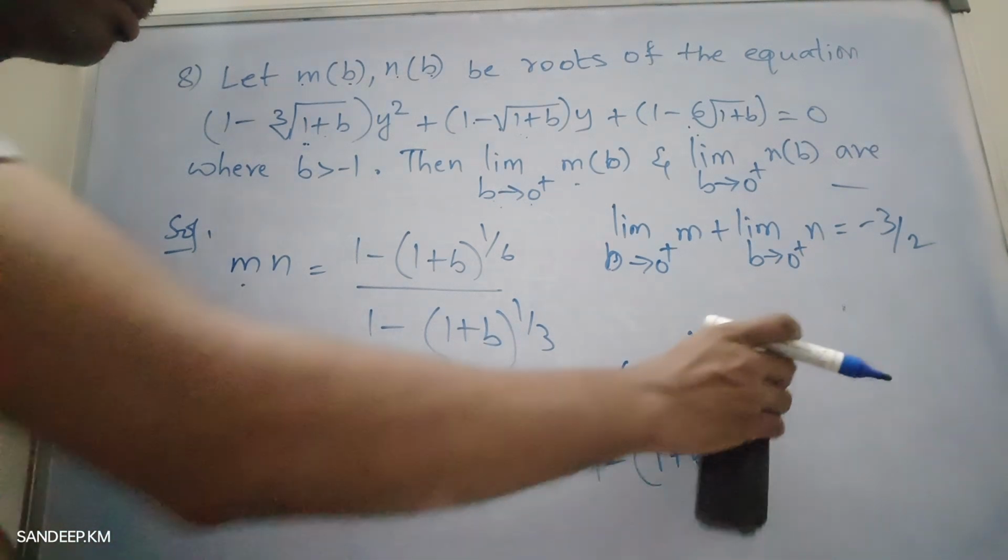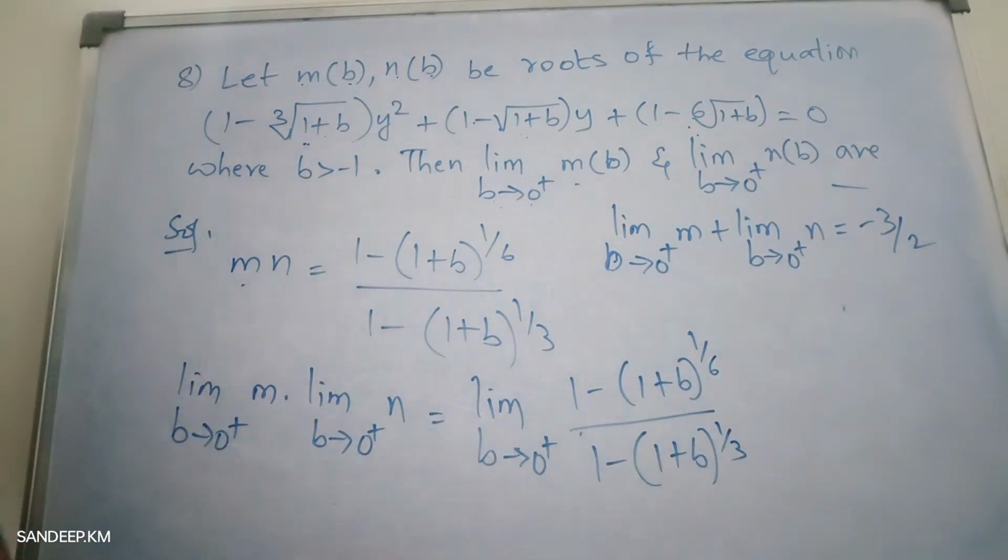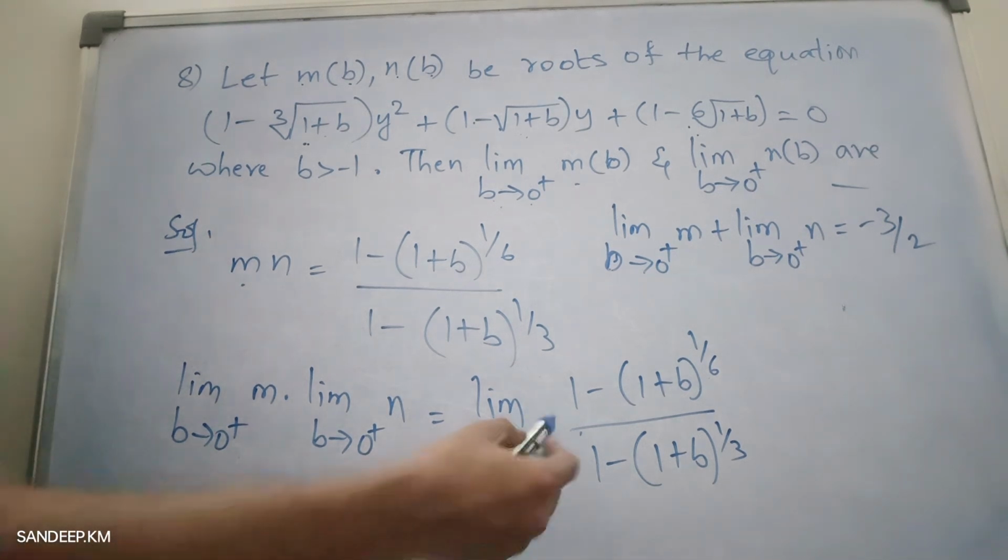This is 1 by 6, power 1 by 6, power 1 by 3. Same way, here also what we will use? If x is approaching 0, then (1 + x)^n is approximately taken as 1 + nx. So I am using this particular fact once again here.